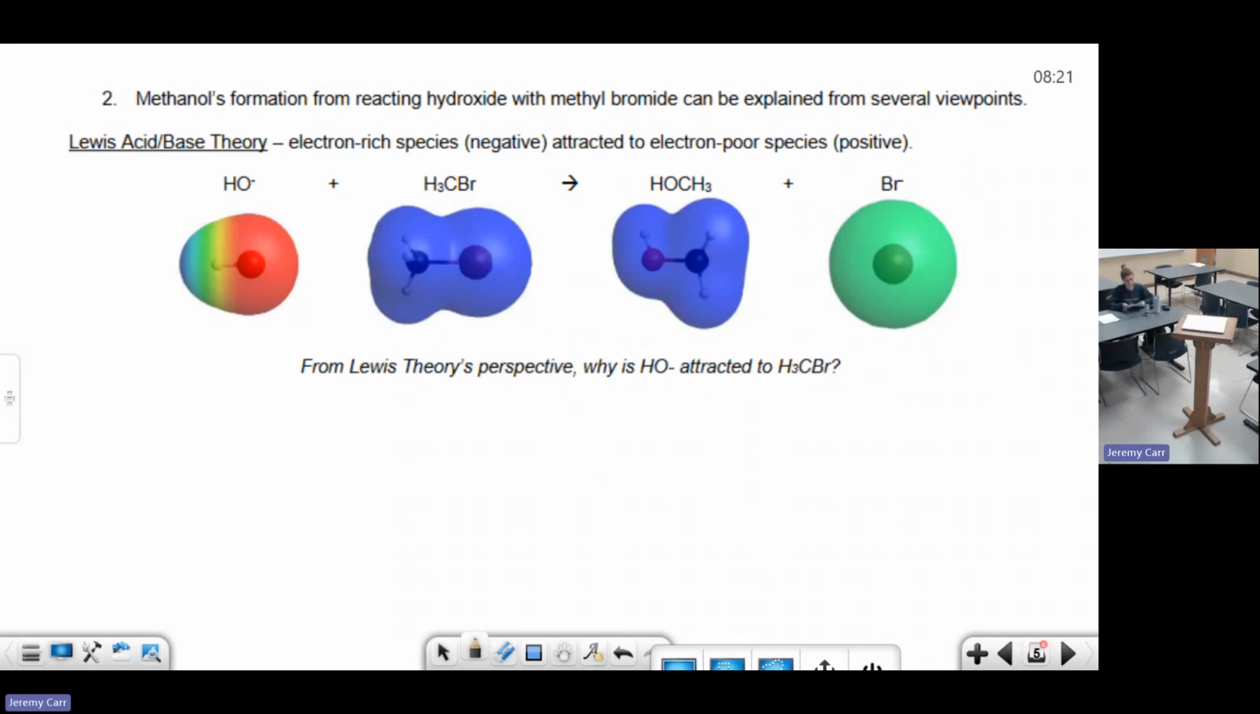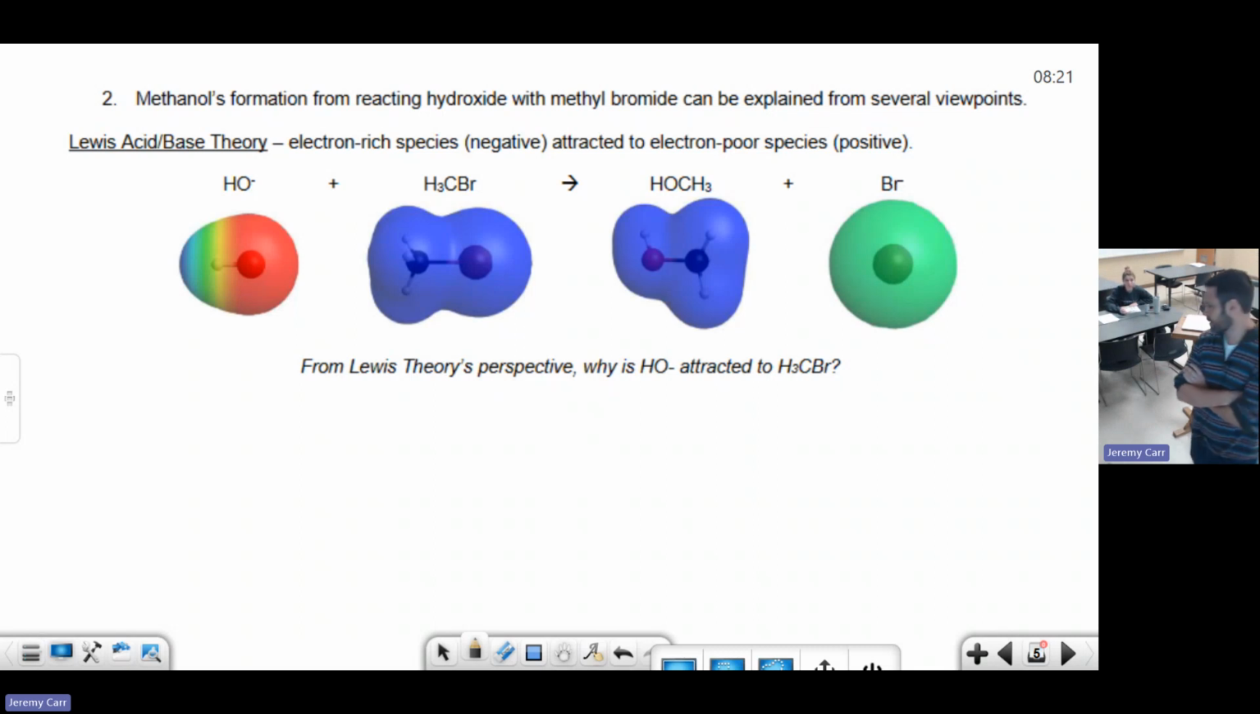So in the previous example, we looked at methanol formation by reacting hydroxide with methyl bromide. And we said that methanol forms quite readily, right? We said it's a second order process. That means to say that the hydroxide reacts with methyl bromide to form methanol, right? And then you've lost a little bit of this bromide that's in here.